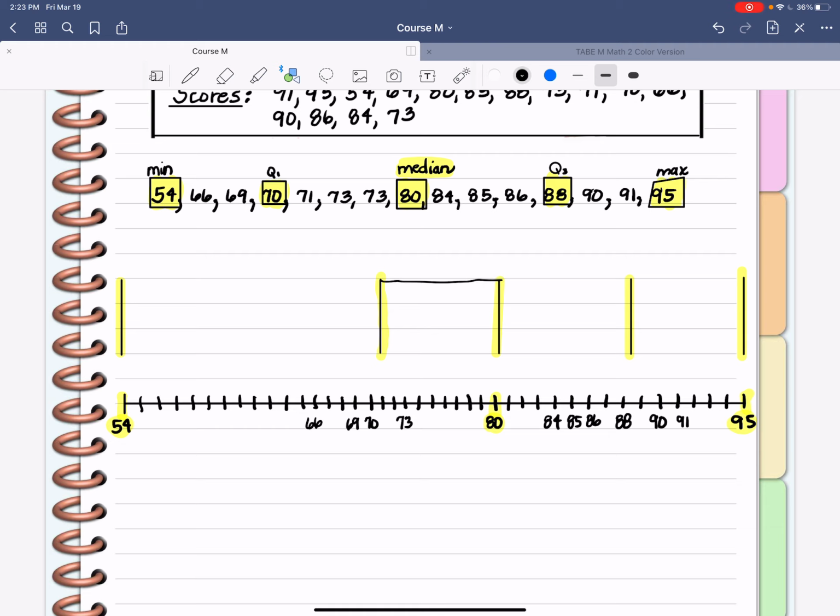You connect the dots here to make the box. So here is your median. Here is your Q1. And here is your Q3. And then you make the whiskers to extend to your minimum and maximums.